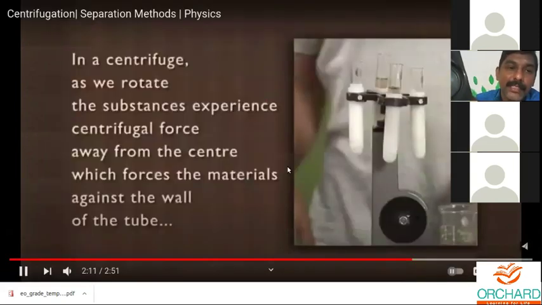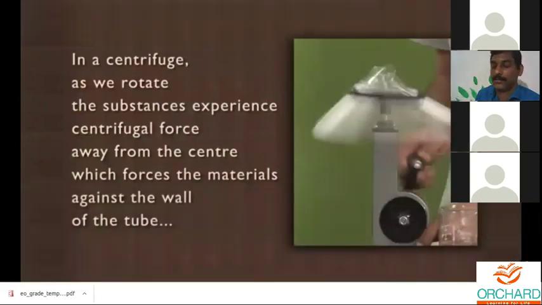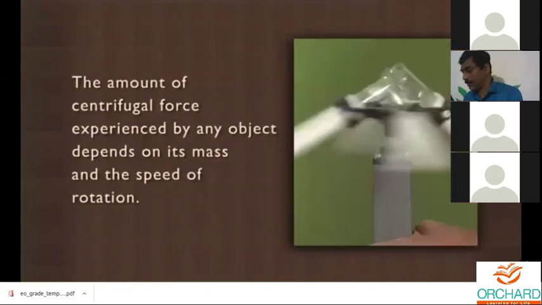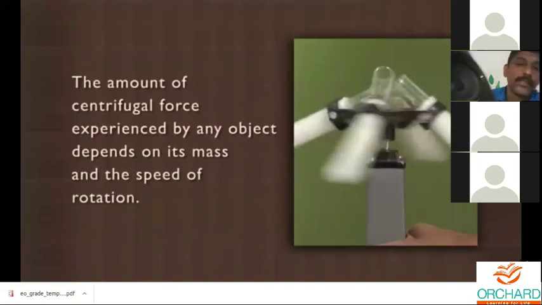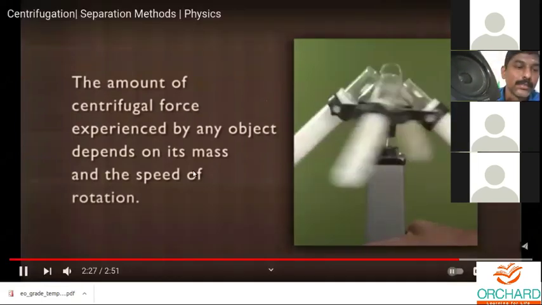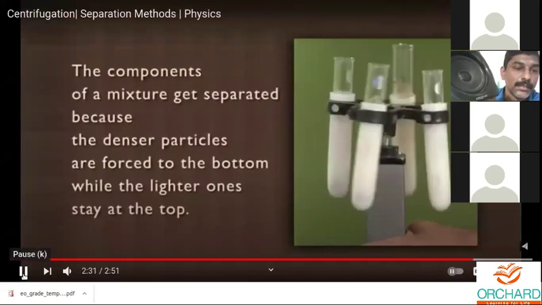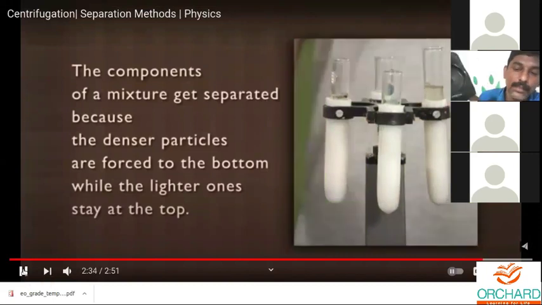In a centrifuge, as we rotate, the substances experience centrifugal force away from the center, which forces the materials against the wall of the tube. The amount of centrifugal force experienced by any object depends on its mass and the speed of rotation. The components of a mixture get separated because the denser particles are forced to the bottom while the lighter ones stay at the top.